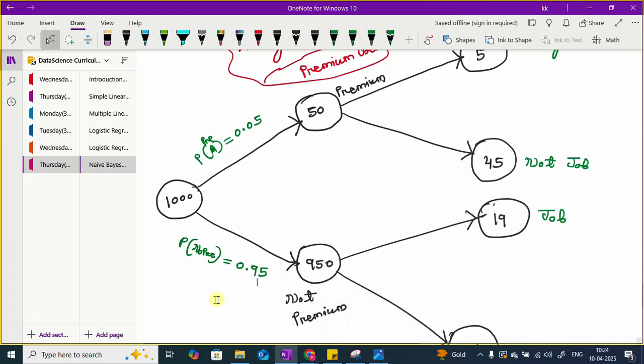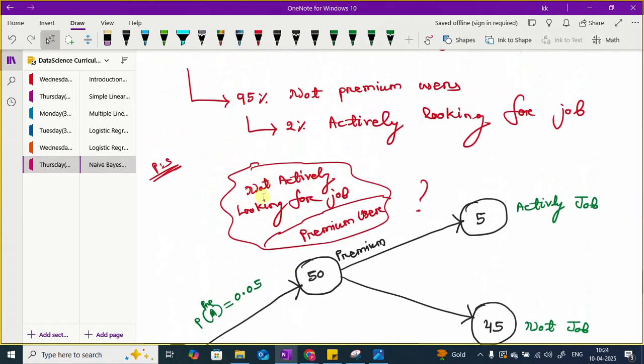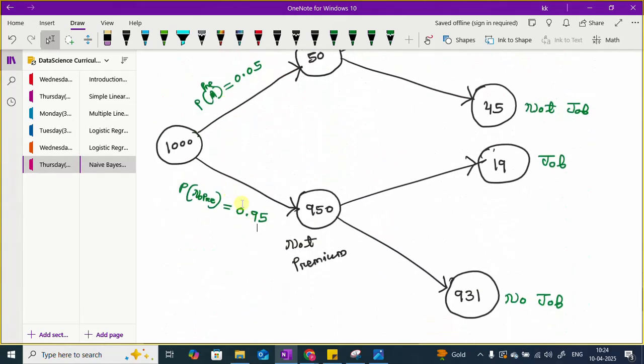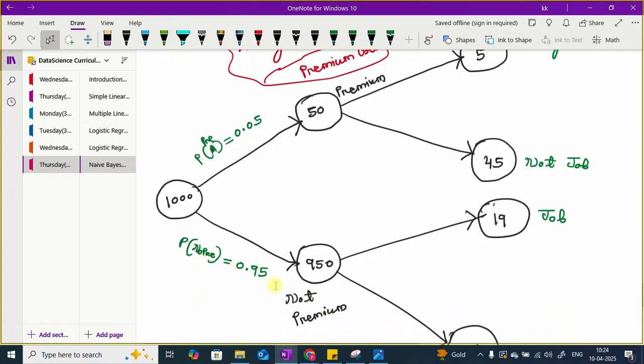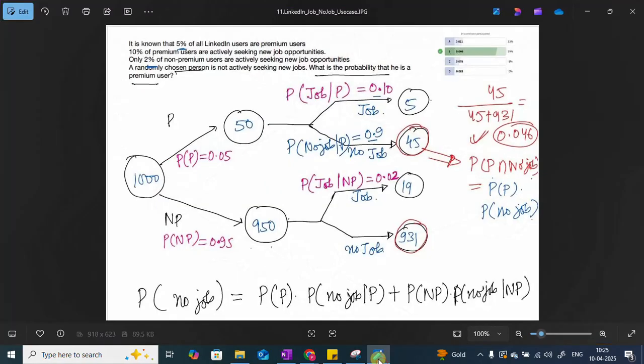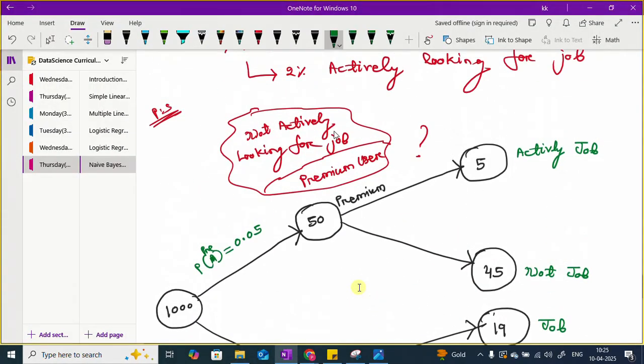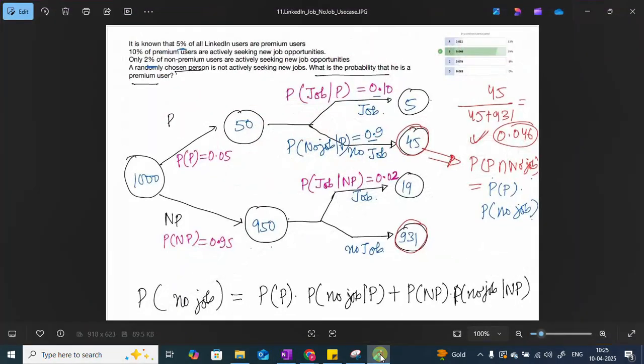But for us, this information is not required to calculate this, I mean, the probability of not actively looking for a job, given a premium user. Why I'm writing it is, if somebody asks, tell me the probability of a non-premium user, it is 0.95. The probability of a premium user is 0.05. Now they will ask, tell me, what is the probability of actively looking for a job, provided this is premium? Now this will be 5 divided by 50. How much will that come? That comes to around 0.10.